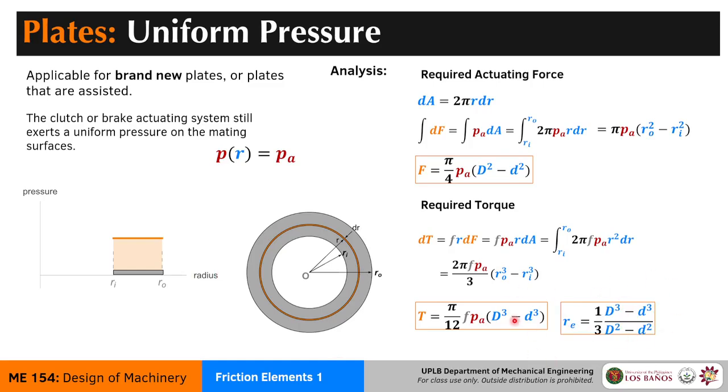Wait, how did we get this? So we got this by dividing this function by this times the friction force. And you'll get this expression, essentially. You can try it. It does pop out.